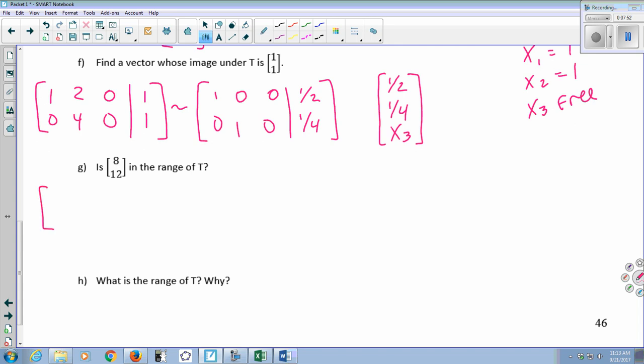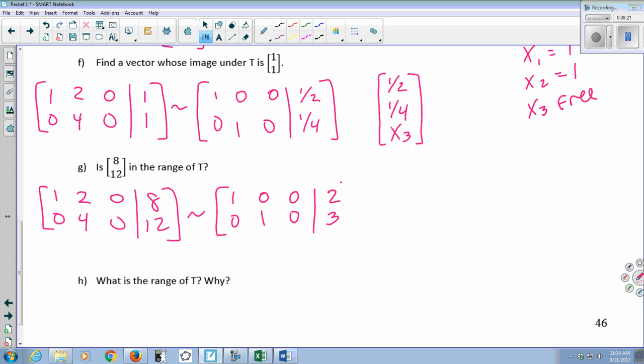So you set up your work the same way, 1, 0, 2, 4, 0, 0, augment with 8, 12. And as long as this is consistent, then 8, 12 is in the range. I'm not asking you what x produces it, just can you produce it? So this row reduces to 1, 0, 0, 1, 0, 0, 2, 3. So the answer is yes, right? This is consistent, which means that there is a vector in R3 that produces 8, 12 as an output.